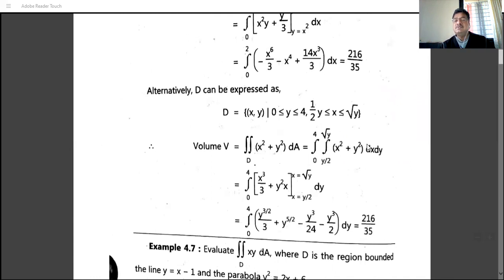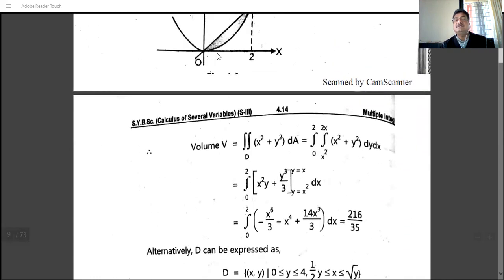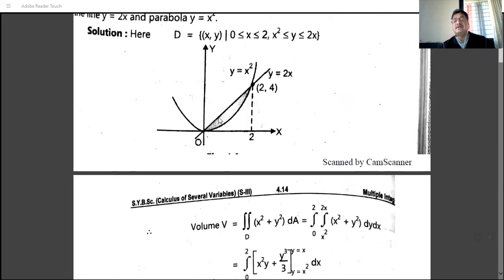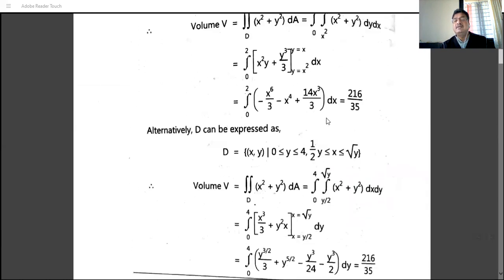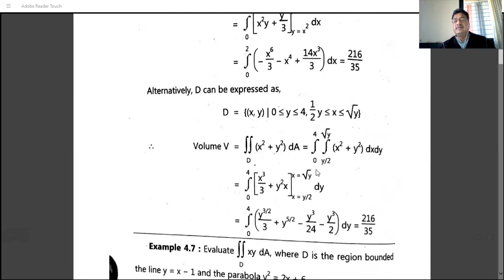In order to integrate with respect to x first, draw the strip parallel to the x-axis. While writing this, draw the same figure again and draw the strip parallel to the x-axis. One end touches y is equal to 2x, so x is y by 2. So one limit is y by 2. The other end touches the parabola y is equal to x square, and from this x is root y. So y by 2 and root y are the limits of x.